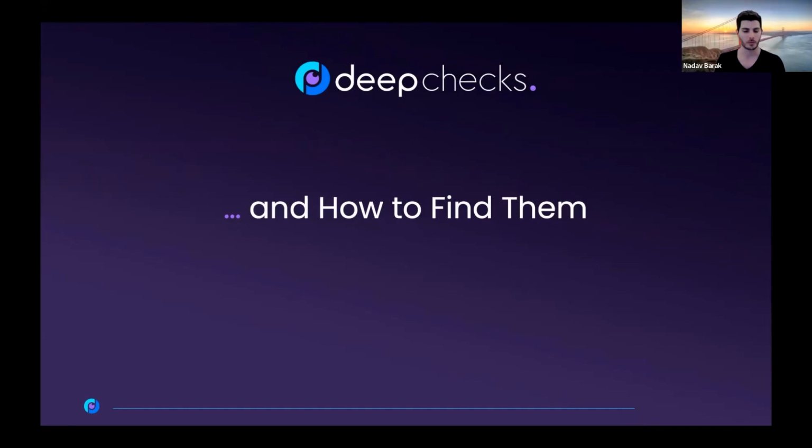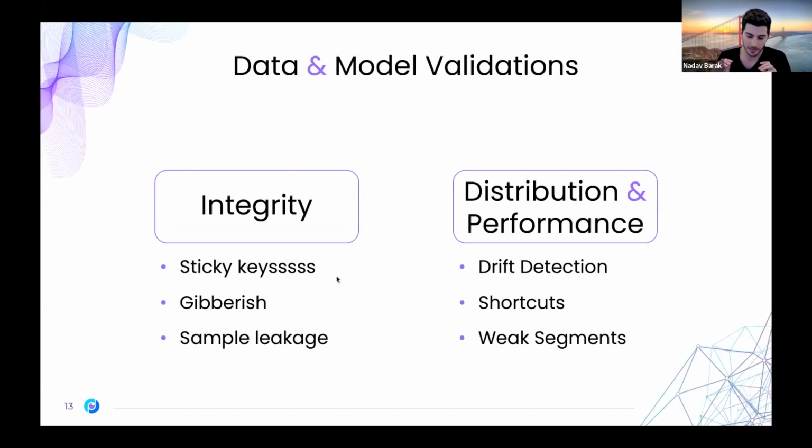Yeah, for sure. Okay, so we've discussed some common issues that can be found in model deployment, specifically in the domain of NLP. Let's discuss a little bit about how we can find those types of issues. We will group the types of issues into two broad categories: the integrity related issues and checks, and the distribution and performance related issues.